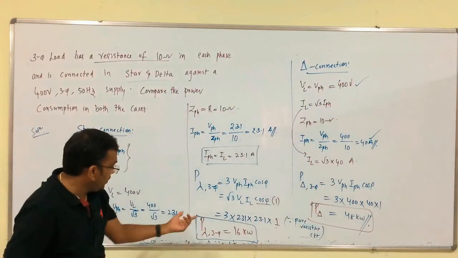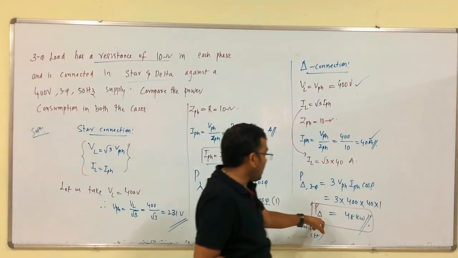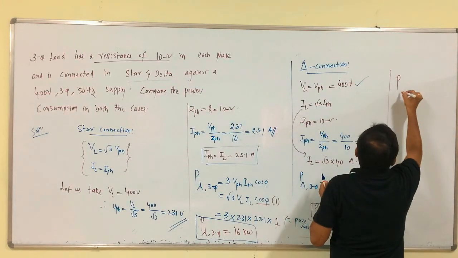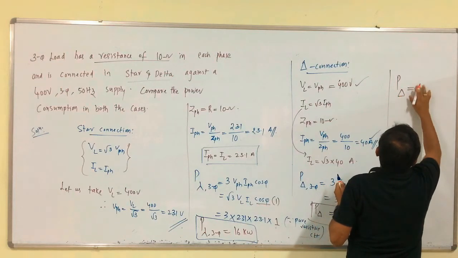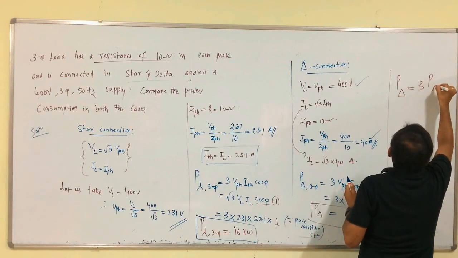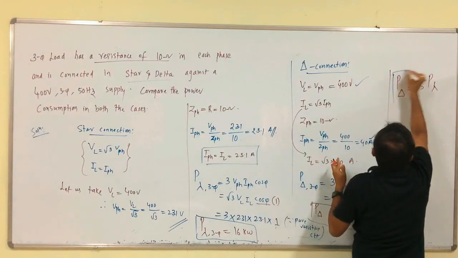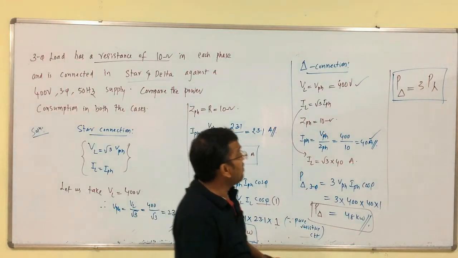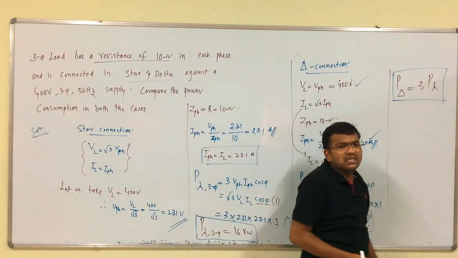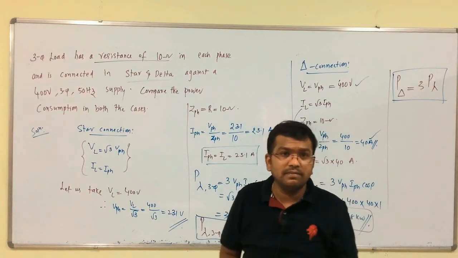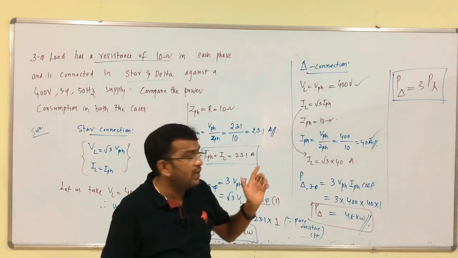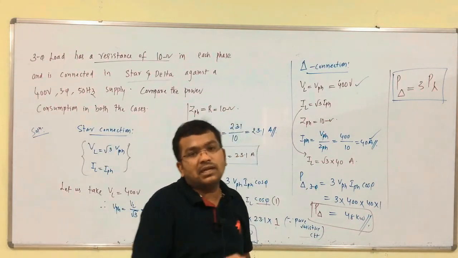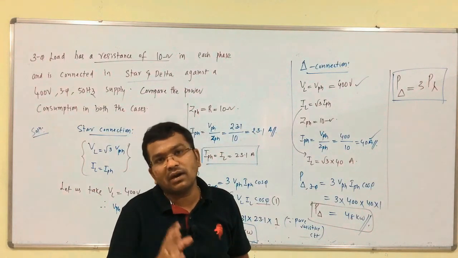So, for the star connected supply system we have 16 kilowatts, and for the delta connected system we have 48 kilowatts. From this, the power in a delta connected system is 3 times the power in a star connected system. This is a very important observation. This is a very important problem, that is why I am considering it. Always, the power in a delta connected system is 3 times the power in a star connected system.